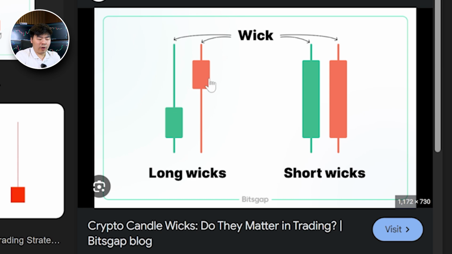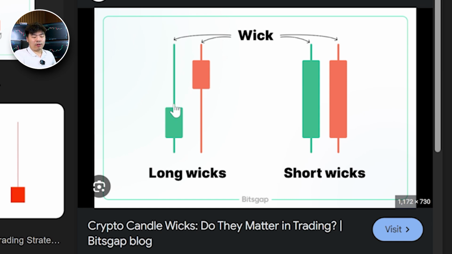Here, in a long wick like this, with a long lower wick, it means it has a strong buying pressure. Although the candlestick color might be red like this, it means the market might turn up. A red candlestick means the price is still going down, but on the next candlestick, it might go up.